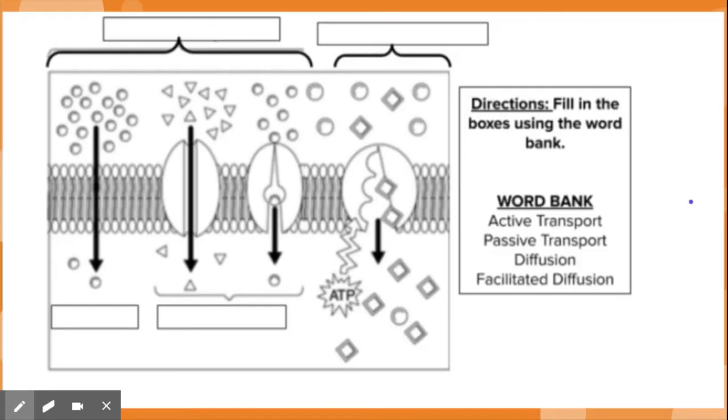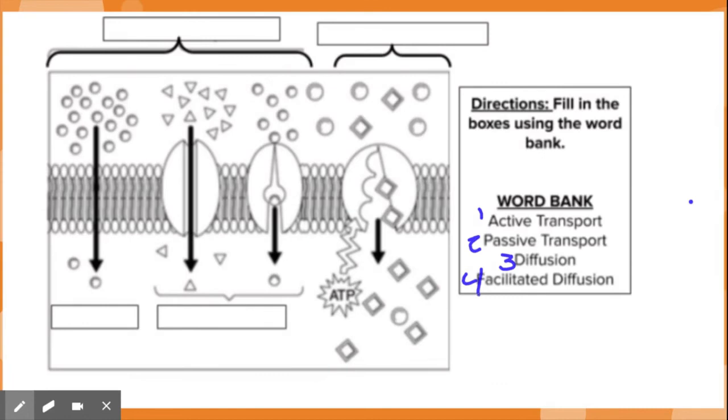All right, on our second one, we're going to fill in the boxes using the word bank. So here I have my cell membrane, my fluid mosaic model with my phospholipids, my proteins, active and passive transport, and diffusion. So I'm going to number this because I am doing this virtually. You are going to actually write all those words and do that practice.